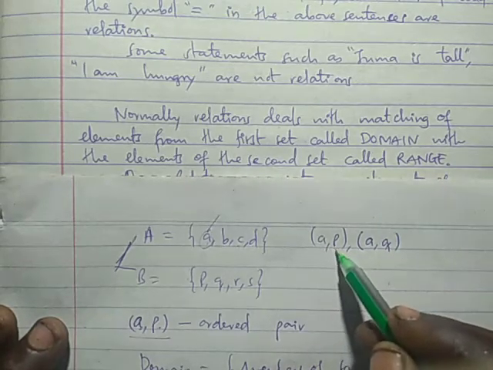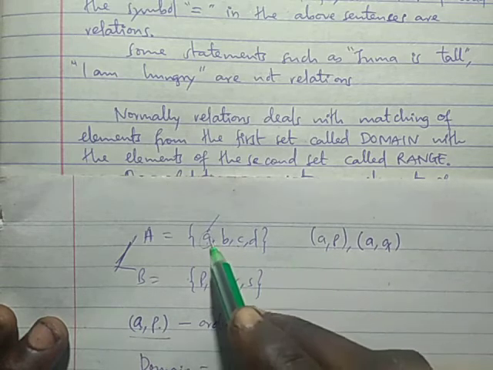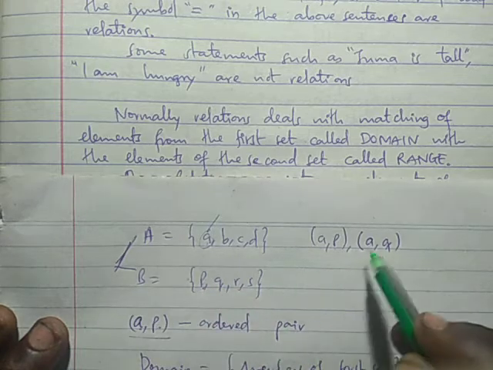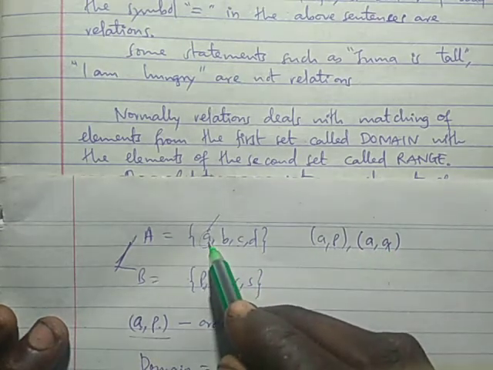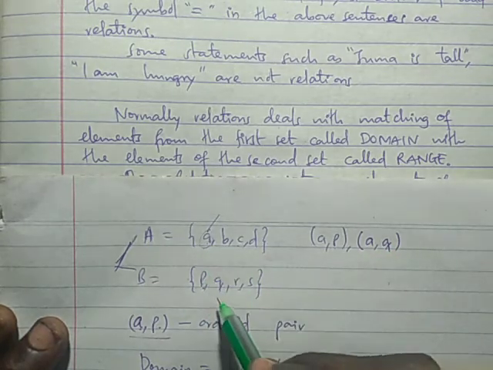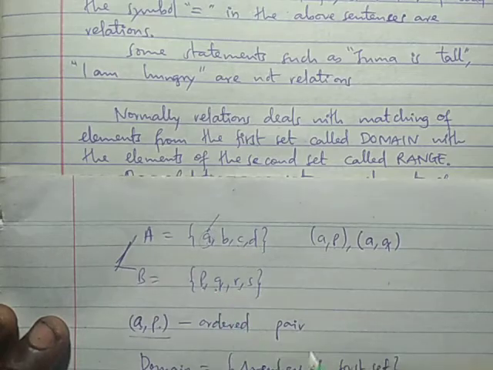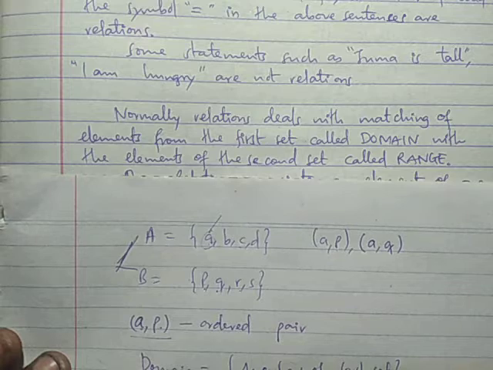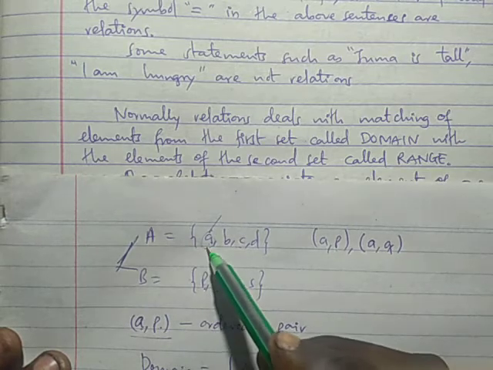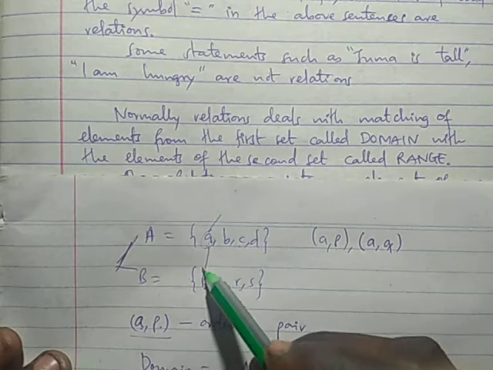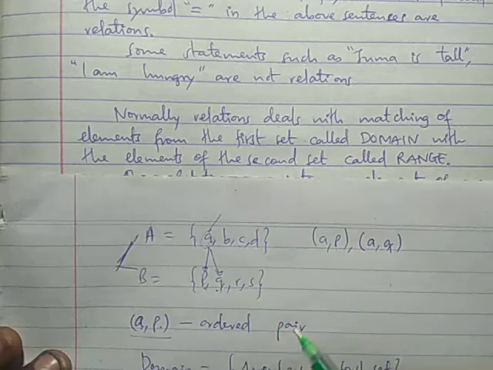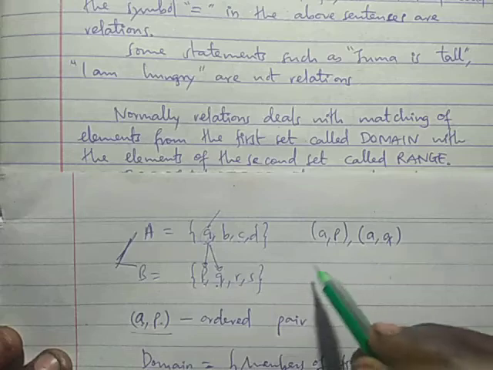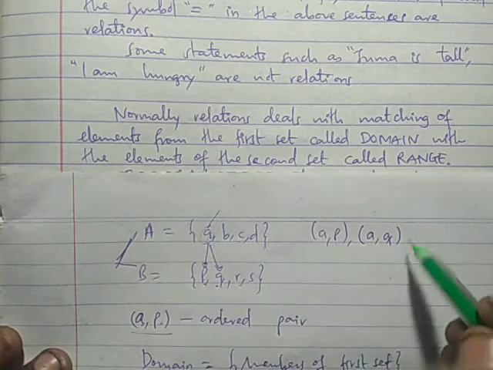So A, P ni relation kati ya first member of first set A na member of second set P. But A, Q ni relation kati ya member of first set A na member of second set Q. Ndio maana tukasema it shows correlation, uhusiano ulioko kati ya member of the first set with one or more members of the second set. So in relation tunaweza kuwa na A, P, A, Q, A, R.